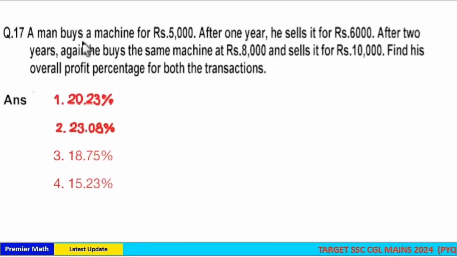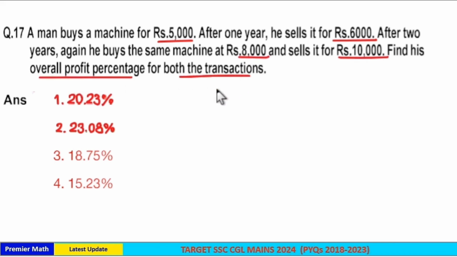Marked price is 600. A man buys a machine for rupees 5,000. After 1 year, he sells it for rupees 6,000. After 2 years again, he buys the same machine at rupees 8,000 and sells it for rupees 10,000. Find the overall profit percentage generated for both the transactions.